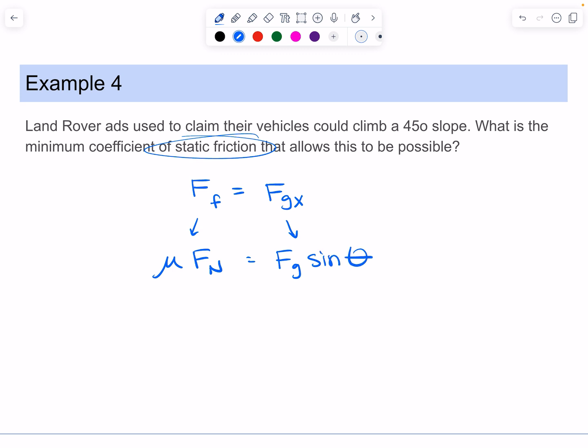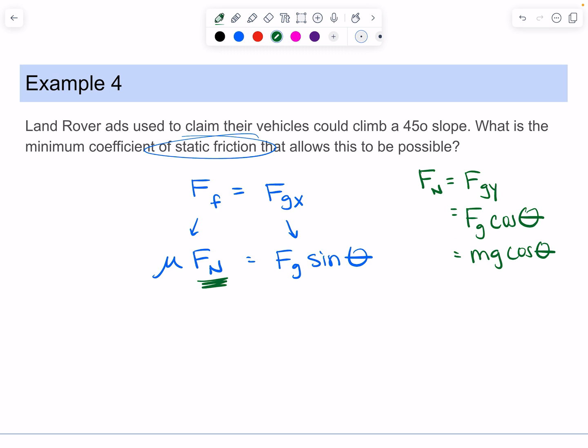sine theta. Now, this is where it's a little different because in our last couple problems, we said that for an object resting on a flat surface, the normal was equal to the force of gravity. But normal doesn't equal force of gravity anymore, right? Normal force is now equal to the y component of the force of gravity, right? So we can't just replace normal force with mg. We have to replace it with something a little more specific, and that would be the force of gravity times the cosine of that angle, right? Or mg cosine angle, right?